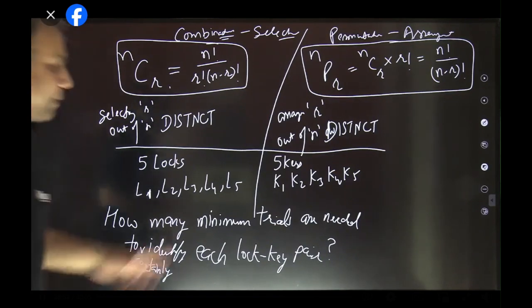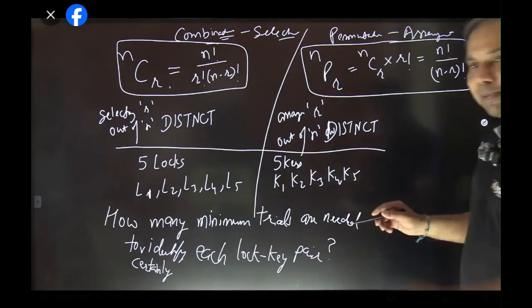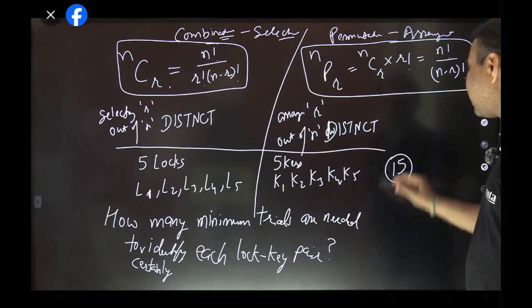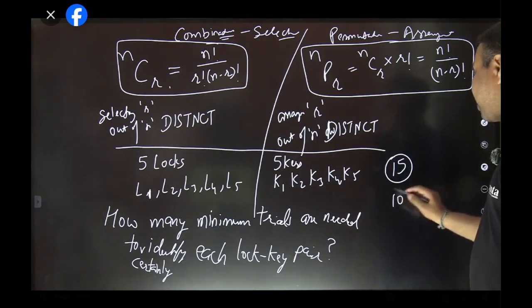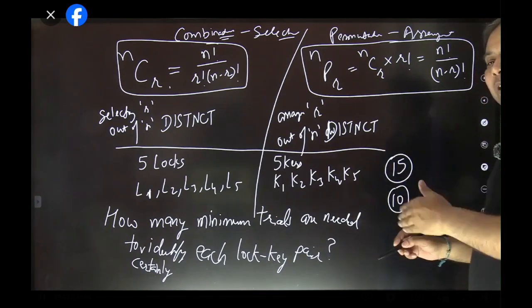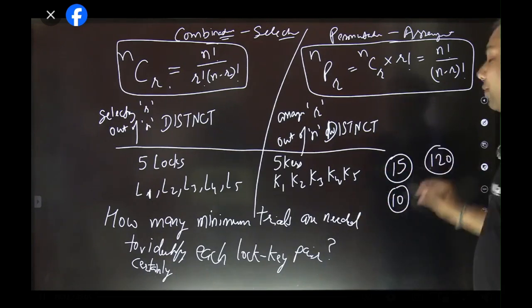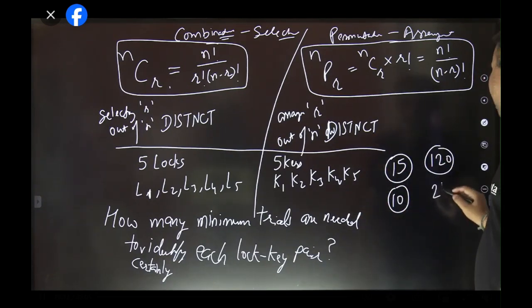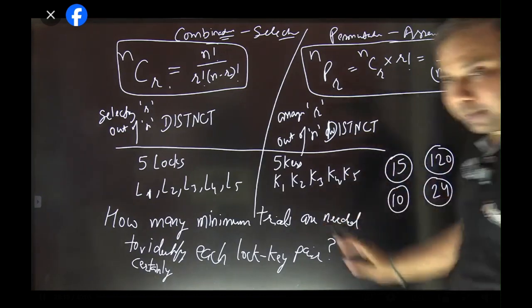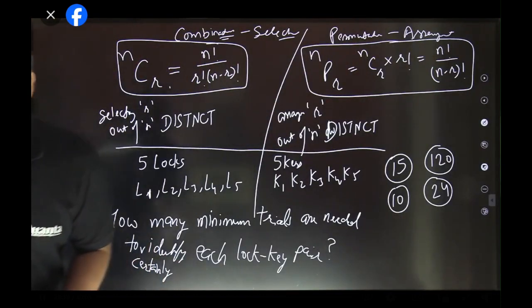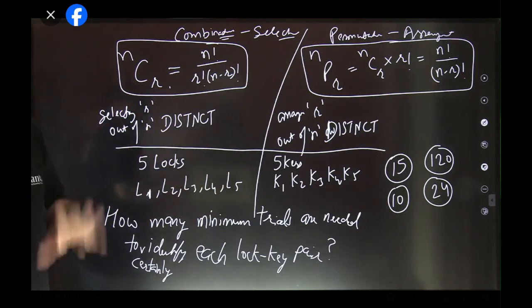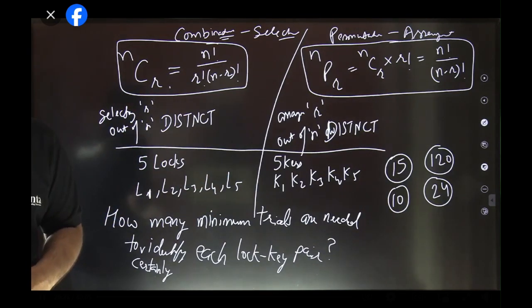The options in CAT were something like this. When the question came in CAT, the options were these. 5 plus 4 plus 3 plus 2 plus 1, that's how you are getting 15. So 15 was one of the options. 4 plus 3 plus 2 plus 1, 10 was also one of the options. 5 into 4 into 3 into 2 into 1, that is 5 factorial, 120 was also an option. And 4 into 3 into 2 into 1, that is 24, was also an option. So these are the 4 options of the actual CAT paper. Now tell me the answer. The options given are 15, 120, 10 and 24.